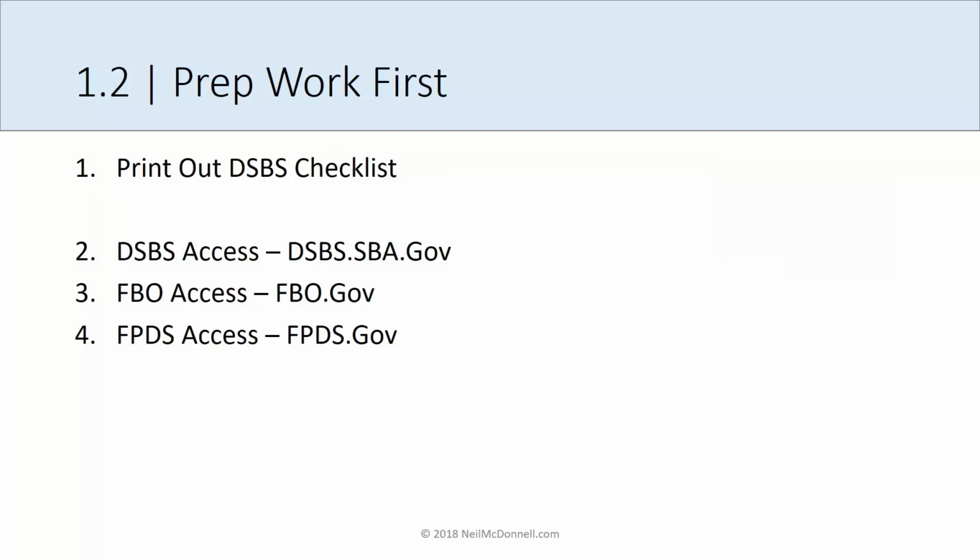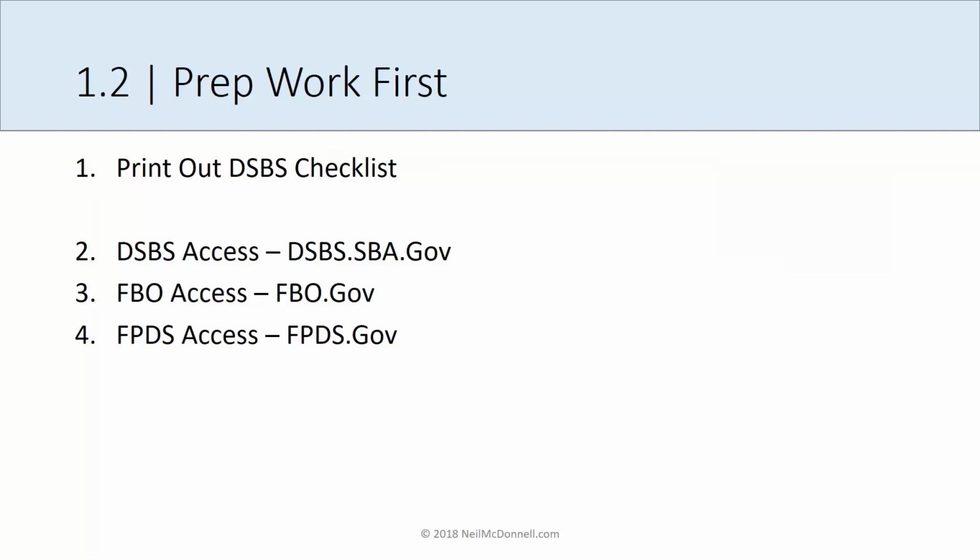First, print out the DSBS checklist. You'll use this to track changes to your DSBS profile that you need to make. During this course, we won't actually update your profile. We'll do that on the DSBS checklist. We'll wait to the very end and then do it all at once. So pause the video and print out the DSBS checklist. Go ahead and pause it now and you'll find it in the downloadable section.